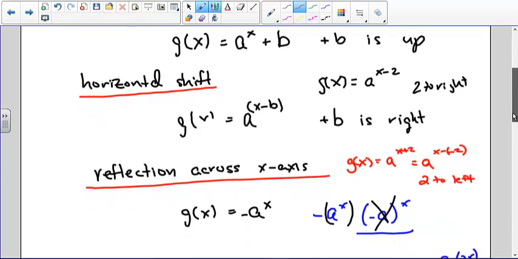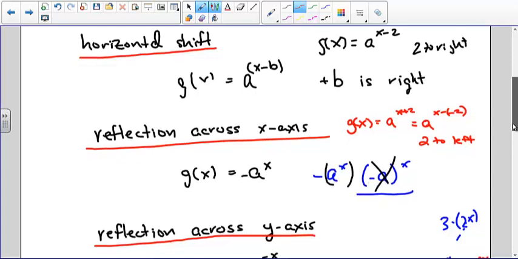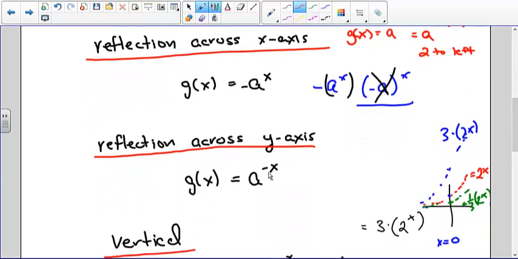To reflect it across the x-axis, the negative sign is out in front of the whole exponential function. And as I pointed out, we never put the negative sign inside there. And to reflect it across the y-axis, the a to the x becomes a to the minus x.